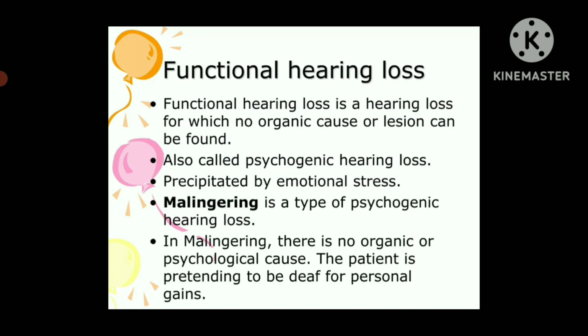Next is functional hearing loss. Functional hearing loss is a hearing loss for which no organic cause or lesion can be found. It is also called psychogenic hearing loss and is precipitated by emotional stress. Malingering is a type of psychogenic hearing loss, and in malingering there is no organic or psychological cause. The patient is pretending to be deaf for personal gain.